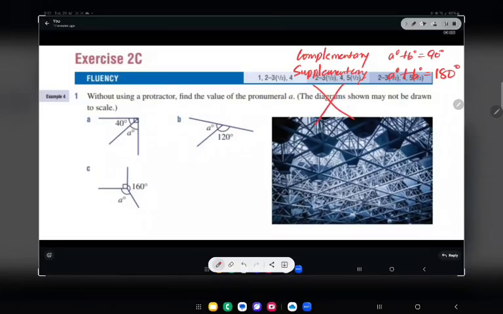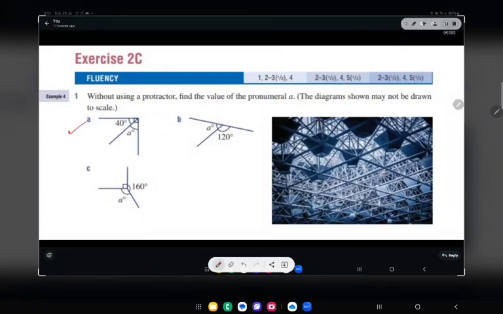And then you have vertically opposite angles, they are equal. And then you have angles on a straight line, that is supplementary anyways. Okay, so we discussed all of it in the last video. Now let's do related questions.